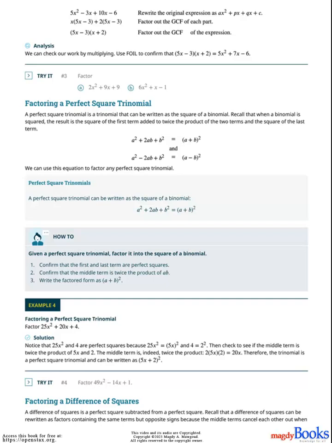Analysis. We can check our work by multiplying. Use FOIL to confirm that (5x minus 3) multiplied by (x plus 2) equals 5x squared plus 7x minus 6. Try it number 3. Factor. A. 2x squared plus 9x plus 9. B. 6x squared plus x minus 1.